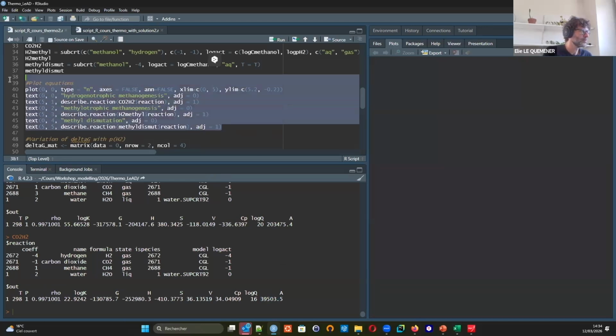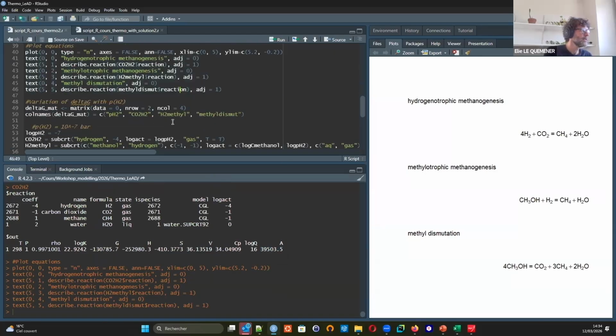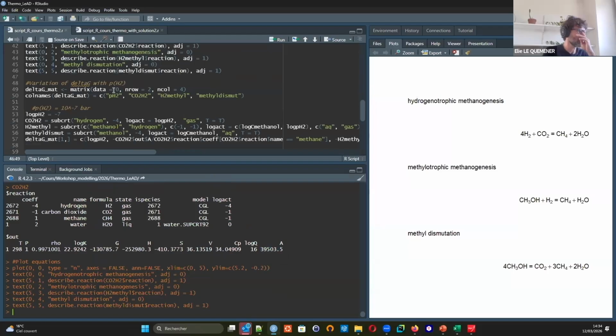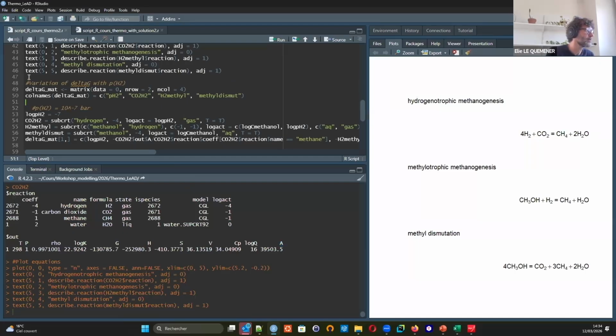Here is just a tool to plot the equation. You see the equations of the different reactions we are considering: hydrogenotrophic methanogenesis, methylotrophic methanogenesis, and methyl dismutation. If I want this information on the delta G with different hydrogen partial pressures, I can compute the affinity for two different partial pressures of hydrogen. I know that the variation of the delta G is linear with the partial pressure, so I can plot how delta G changes with the partial pressure. That's what I'm doing here.